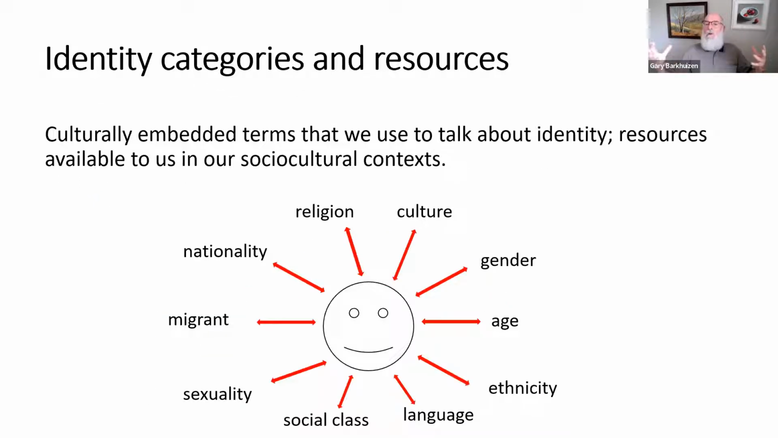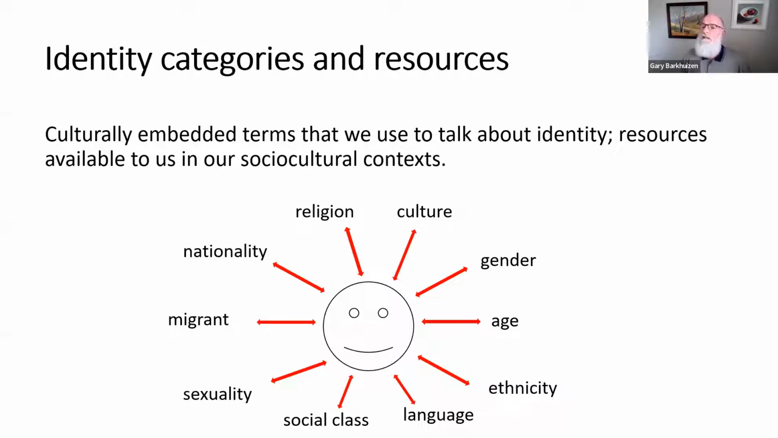And then what we do with all of the activities, we make reference to these different identity categories and resources, which are these culturally embedded terms that we use to talk about identity, labeled quite simply things like our religious identity, cultural identity, gender, age, ethnicity, and so on. Of course, these are all interrelated and very messy and mixed up, but just for the sake of designing the activities and giving them a topic, we use these labels, these sort of identity categories in each of the activities.